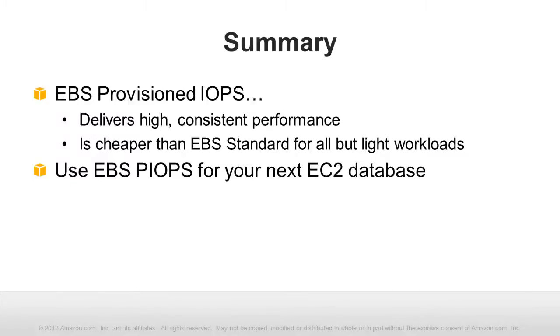This concludes our video. We've seen that EBS provisioned IOPS delivers high, predictable I/O performance at a lower price than EBS standard for all but light workloads. PIOPS is the right volume type for databases in EC2.